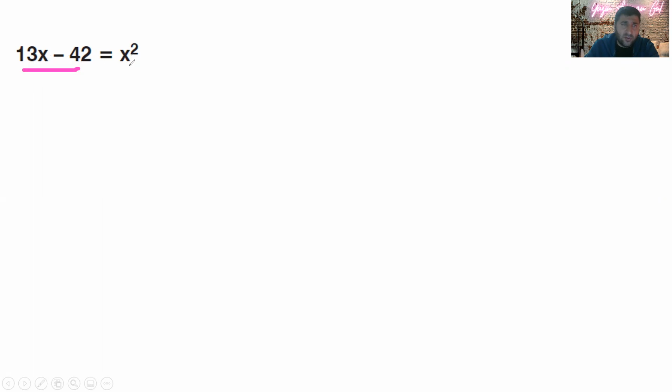So what is already here is x squared. Then the positive 13x, if I take it to this side, is going to be minus 13x. Negative 42, if I take it to that side, is going to be positive 42. And that equals 0. So now it is in standard form, so I can work with this.